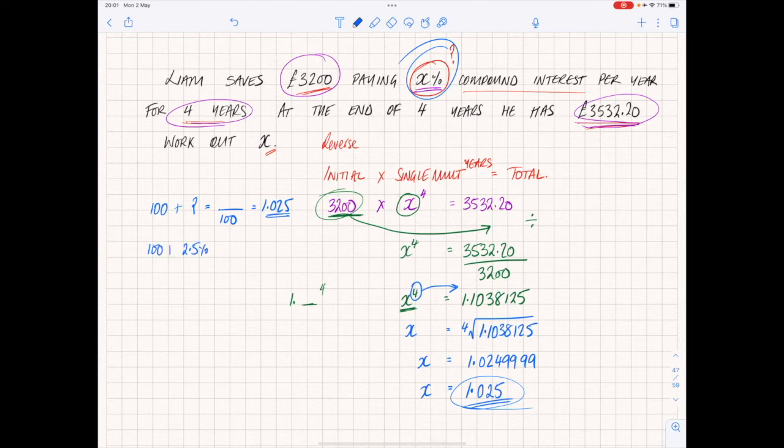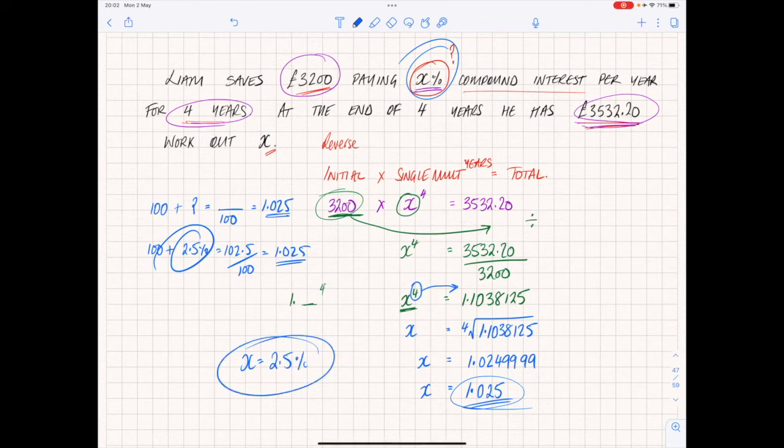if you do 100 plus 2.5, you get 102.5. You then divide that by 100 and you get 1.025. So this is your percentage increase. So therefore you would say x is 2.5%. Common mistake in exams, if you get a question like this, a lot of people will just put the answer down as 1.025%, but it's not. It is 2.5%. If this value down here ended up being 1.03, for example, then that is 3%. So just make sure you are aware of that.